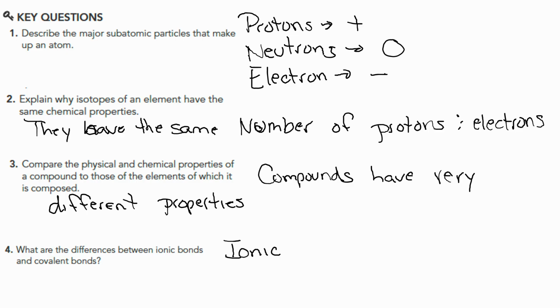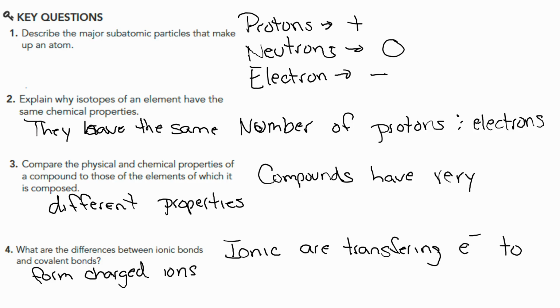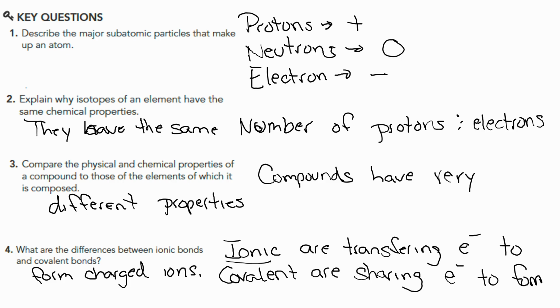And finally, what is the difference between ionic and covalent bonds? Ionic bonds are transferring electrons to form charged ions. Those charged ions then connect. Covalent bonds are sharing electrons to form the bond. So again, ionic are transferring, covalent are sharing.